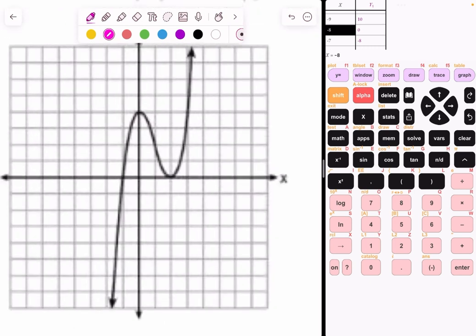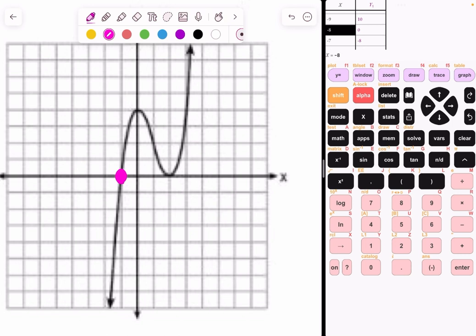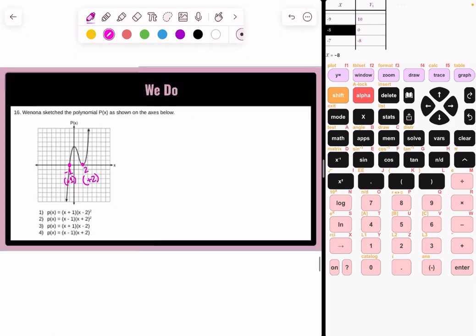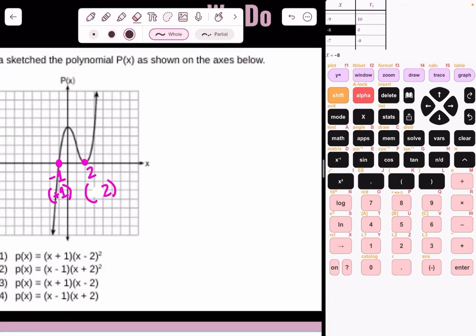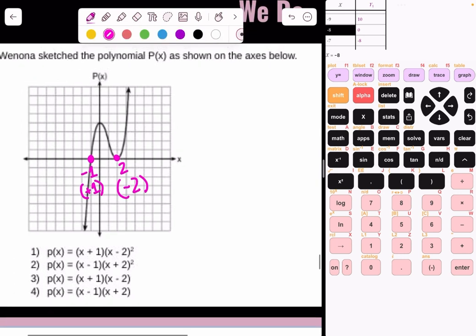All right, let's see our zeros. This is -1, so in parentheses, I'm going to have a +1. And then this is 2, so in parentheses, I'll have a -2. So I need a positive 1 and a positive 1 and a negative 2. Because if it's a positive 2, then we need a negative 2. Okay. So that will be answer choice 1 or 3.